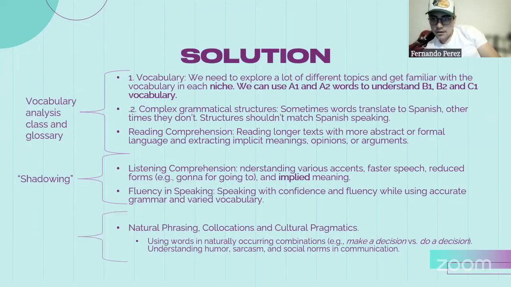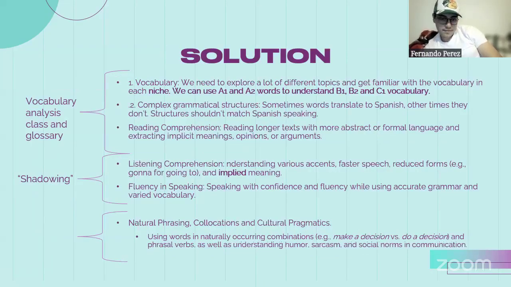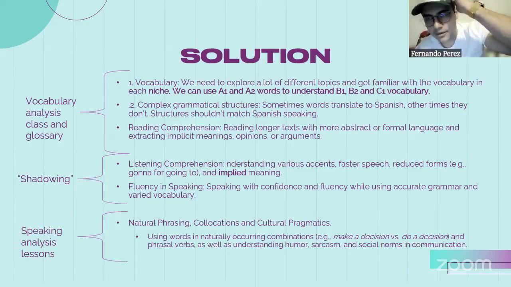And finally, for the natural phrasing, for collocations and cultural pragmatics, including combinations, and I forgot to write phrasal verbs. How to memorize all these natural phrasing, collocations, and cultural pragmatics. We are going to use speaking analysis lessons. We are going to watch American people talking. After the shadowing class, we are going to analyze the vocabulary.